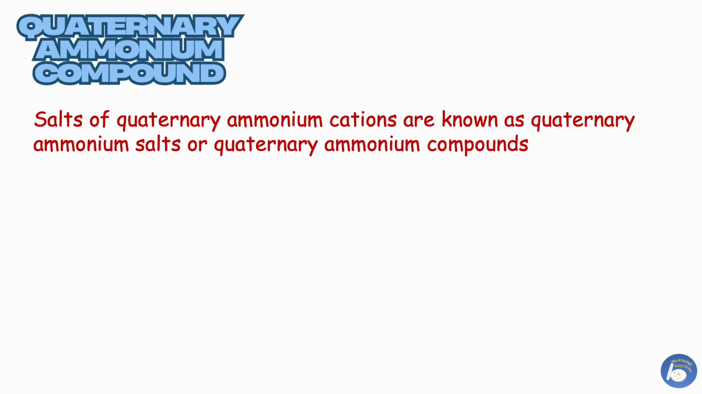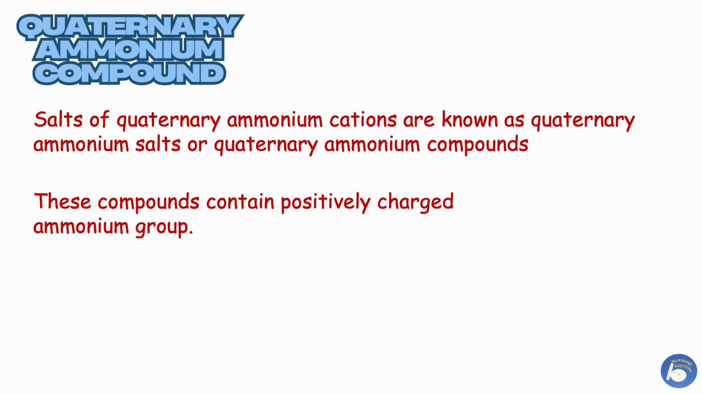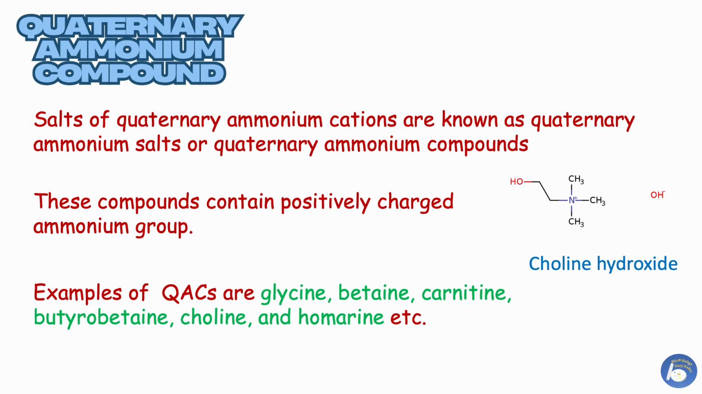Quaternary ammonium compounds. Salts of quaternary ammonium cations are known as quaternary ammonium salts or quaternary ammonium compounds. These compounds contain a positively charged ammonium group. Examples of quats are glycine betaine, carnitine, butyrobetaine, choline and homarine, etc.